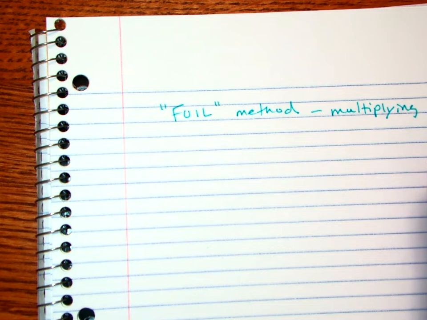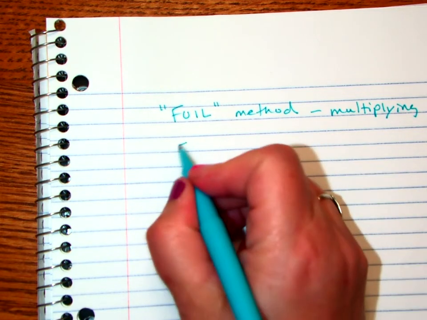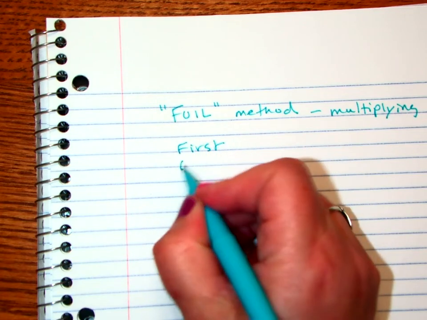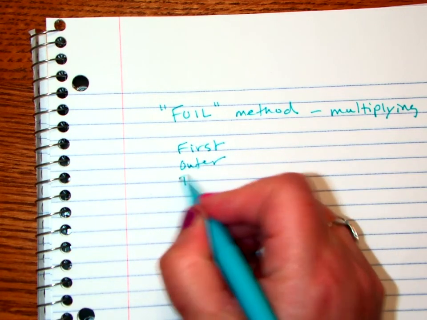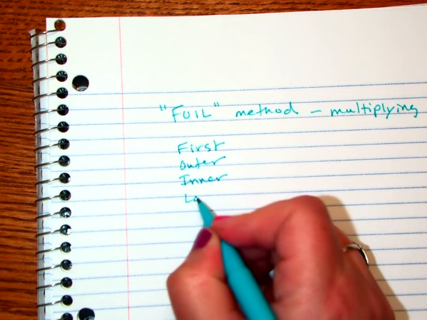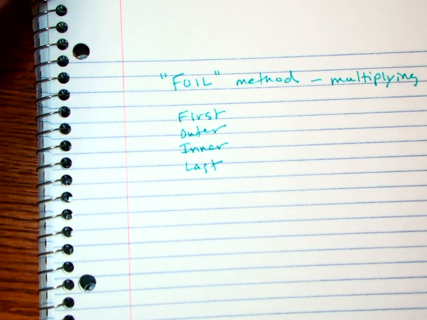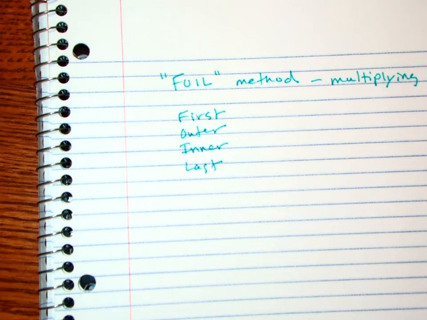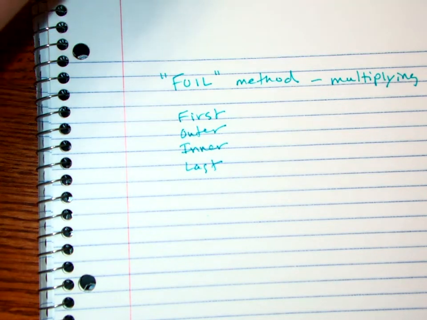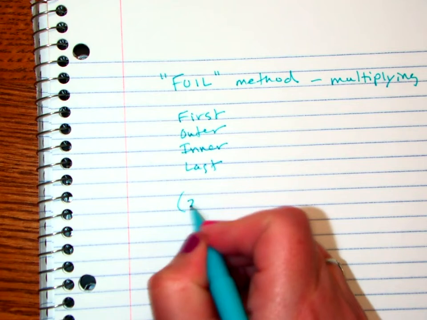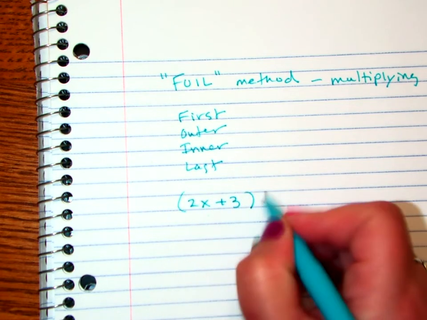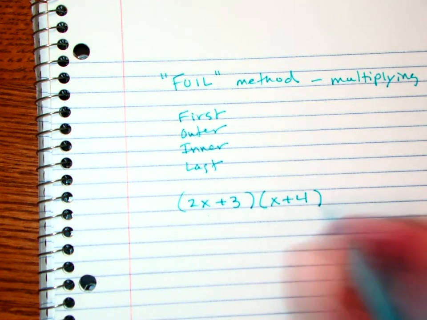Okay, and this just means that you don't have to use algebra tiles. So the FOIL method stands for first, outer, inner, and last, or sometimes they say outside, inside. So for example, if I were going to do the one we just did, the 2x plus 3 times x plus 4, for example.